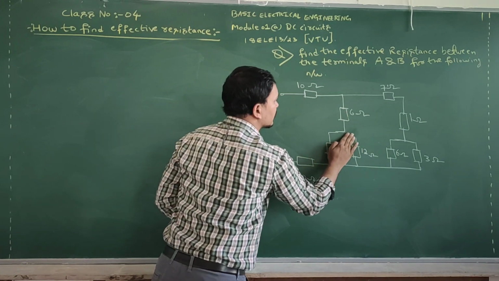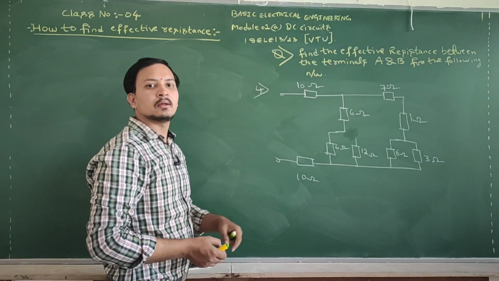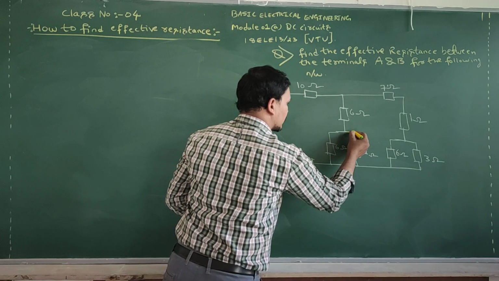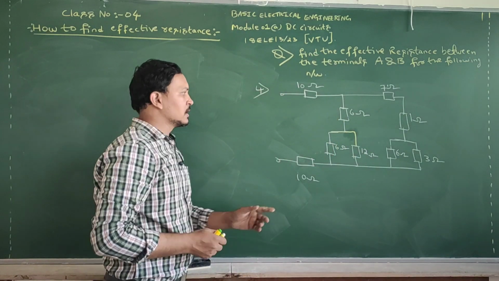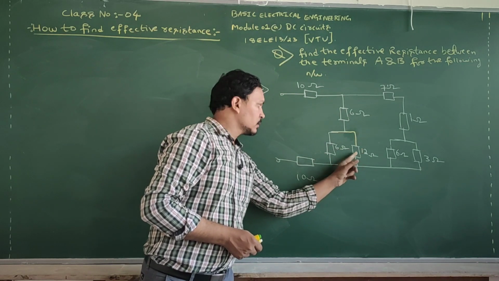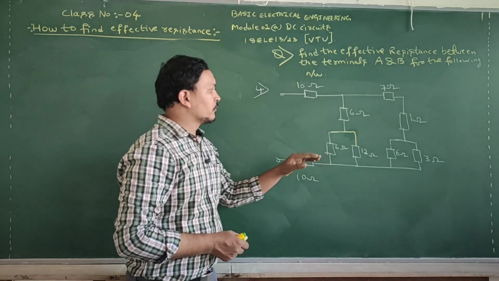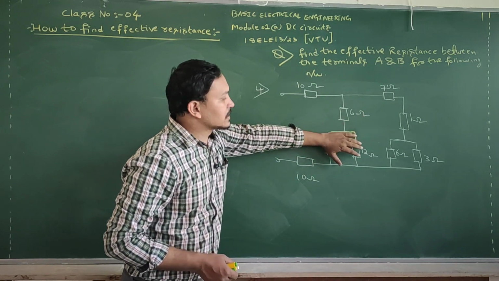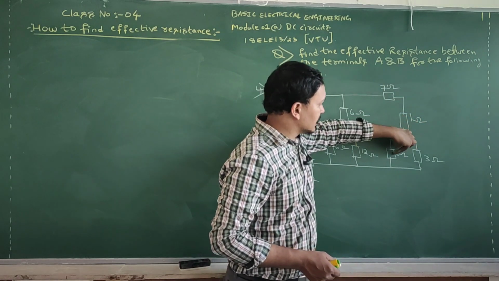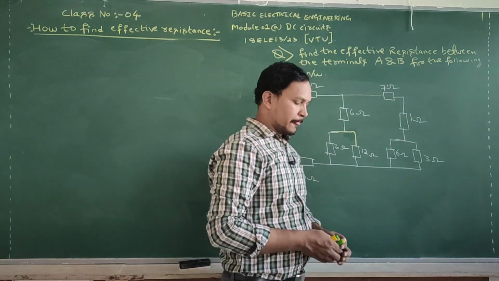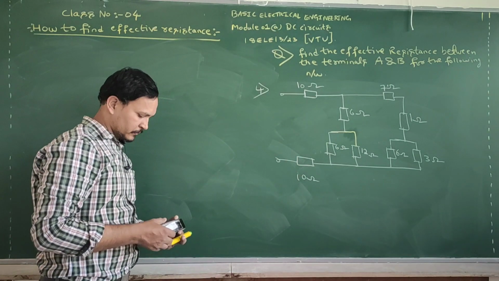Suppose this was not connected, then these two would be connected in series. But in the actual network, there is a connection. 12 ohm is disturbing. Similarly, for these two, there should be no connection between the end-to-end connection. Therefore, this 6 ohm does not have a series relation with these two, and this 1 ohm does not have a series relation with these two. Okay, got it? Please pause the video, copy down the exact diagram.